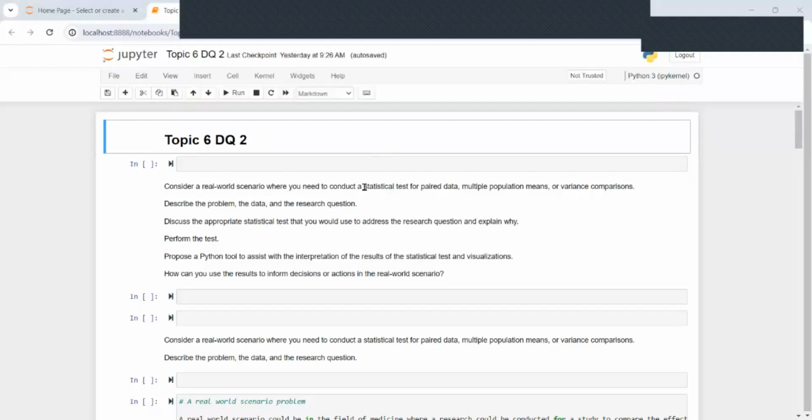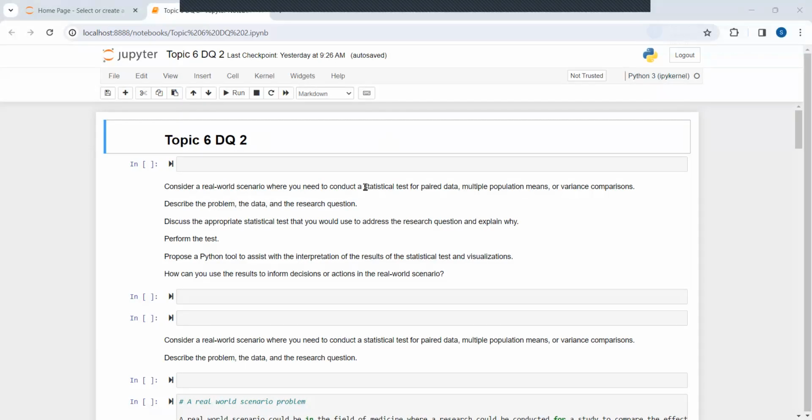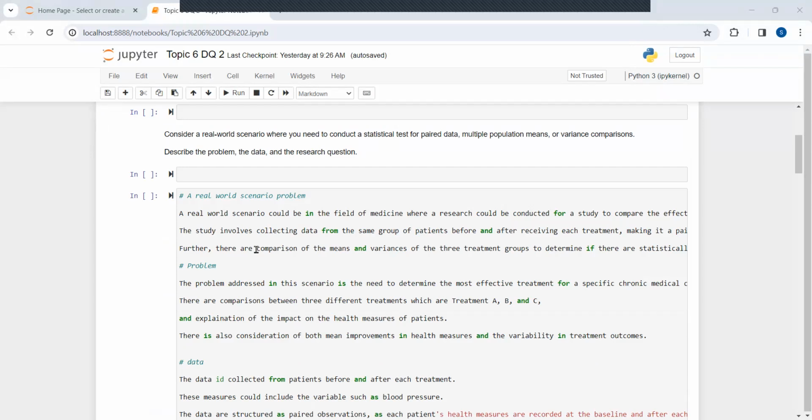For this topic, the real world situation could be in the field of medicine, where research could be conducted for a study to compare the effectiveness of 3 different treatments for a specific medical condition. The problem to be addressed would be to determine the most effective treatment for a specific chronic medical condition like high blood pressure, and the comparison between 3 different treatments such as treatment A, B, and C.